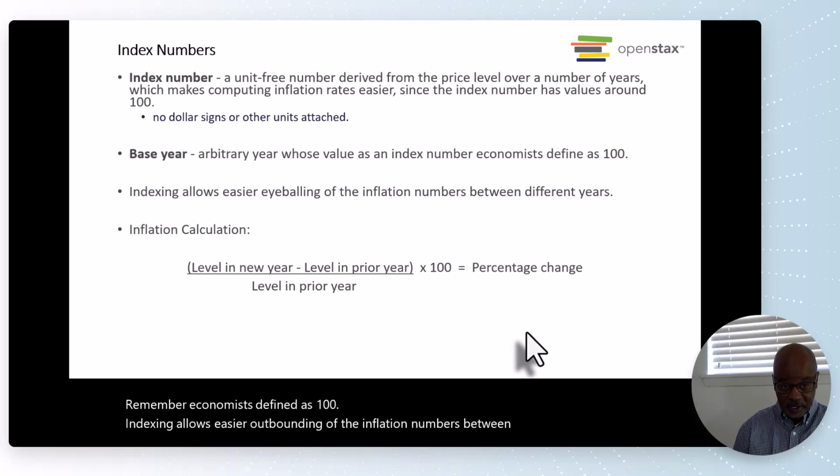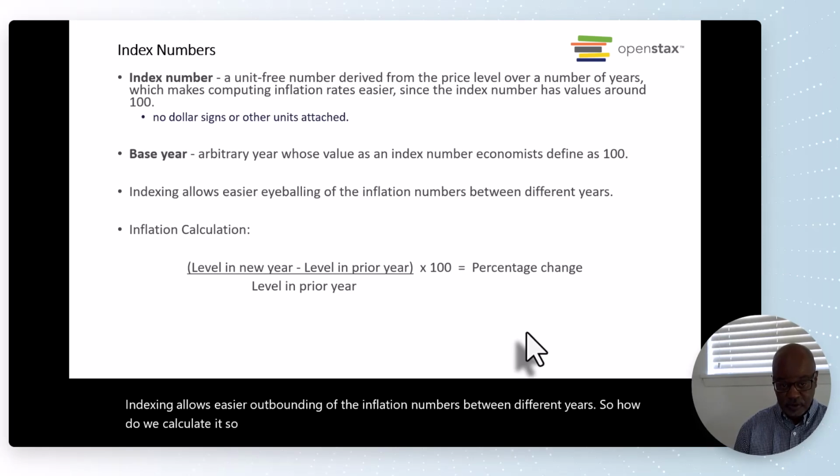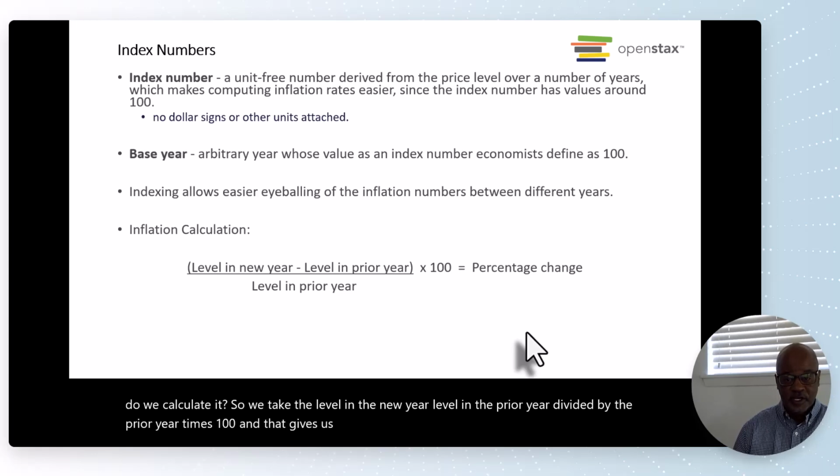So how do we calculate it? We take the level in the new year minus the level in the prior year, divided by the prior year, times 100, and that gives us a percent, or inflation number.